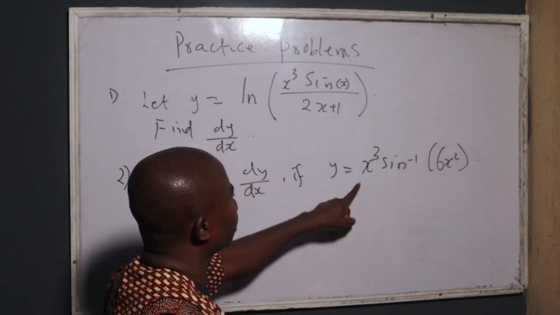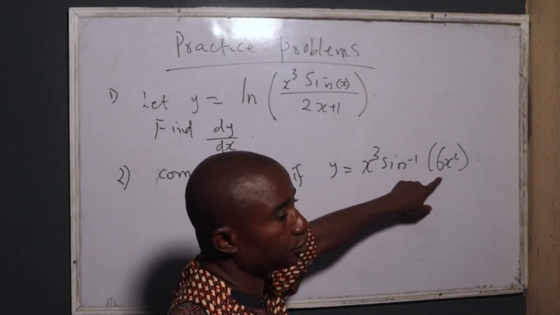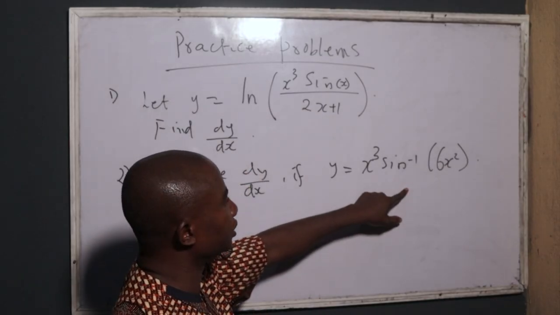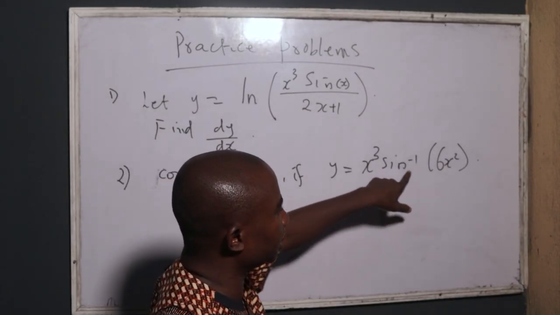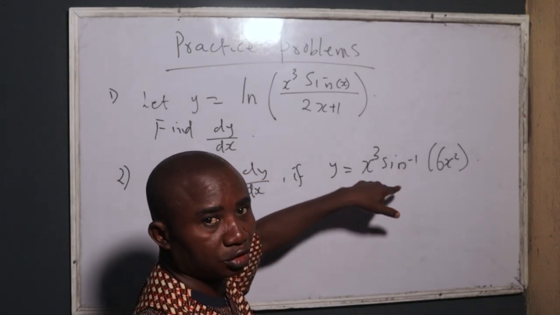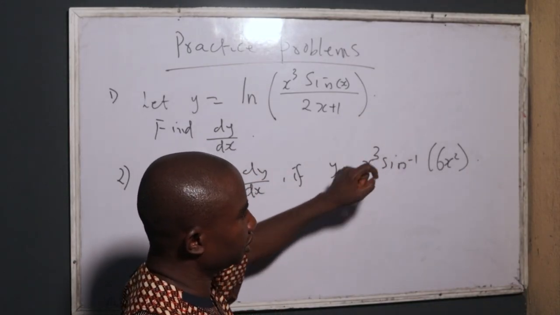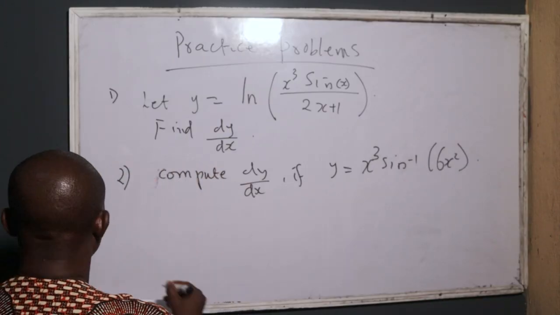As a little hint, you can see that this is the product of two differentiable functions of x. So you have to apply the product rule to deal with the derivative. Here, this is a differentiation of an inverse trigonometric function. So with these hints, I'm sure dealing with this is not difficult anymore.